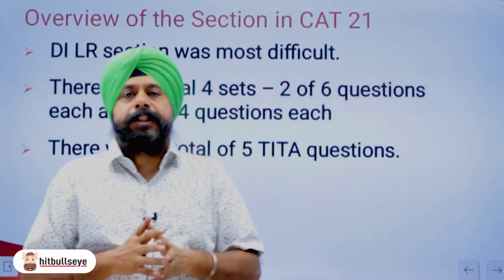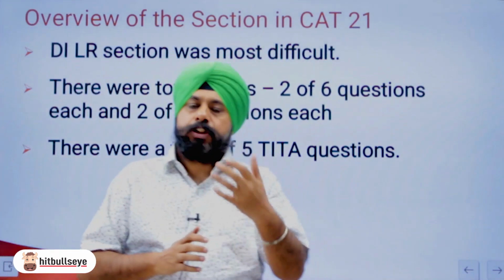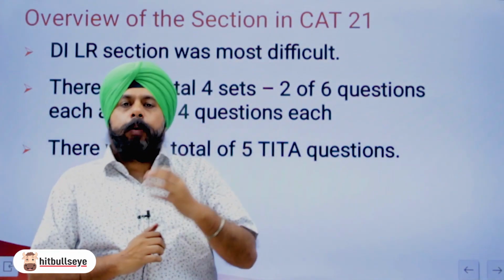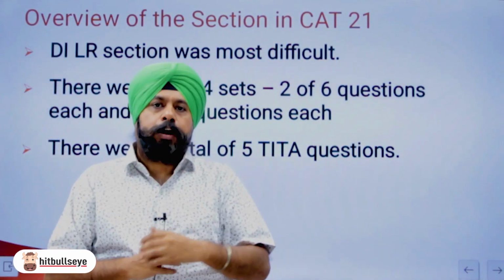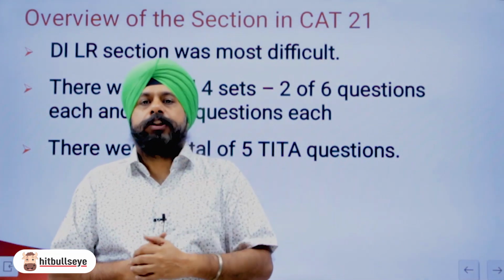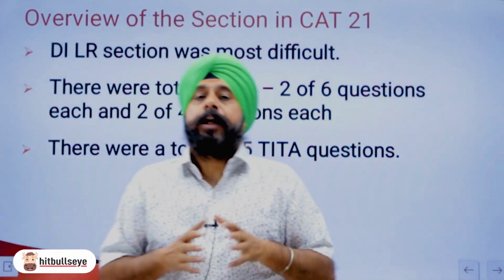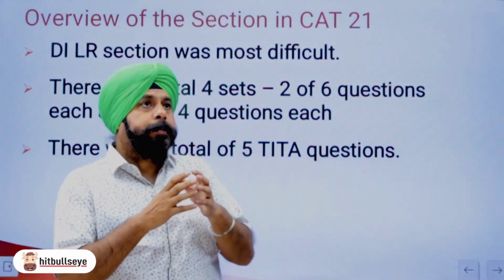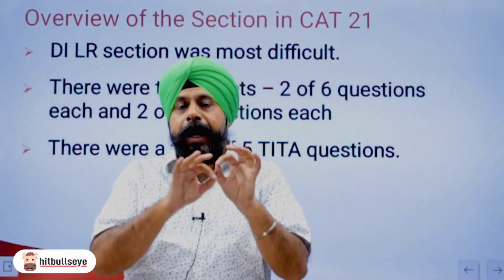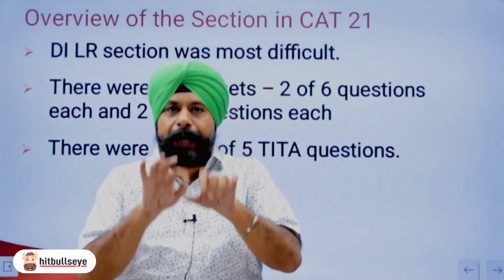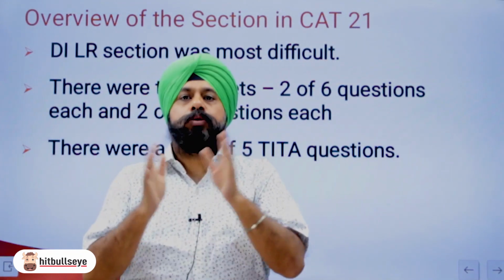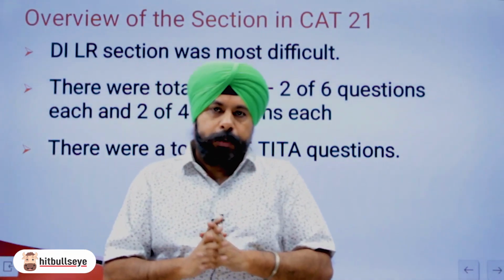And it has consisted of a total of 20 questions. Talking about CAT 21, there were two sets of 4 questions each and 2 sets of 6 questions each, right? And there were a total of 5 TITA questions. People, TITA questions mean that you don't have to mark the right option, but you have to type in the right answer, right? So those questions are called TITA questions.